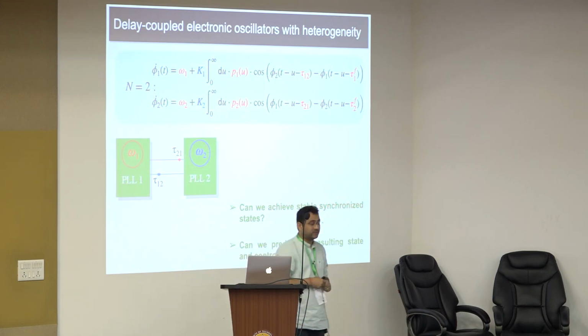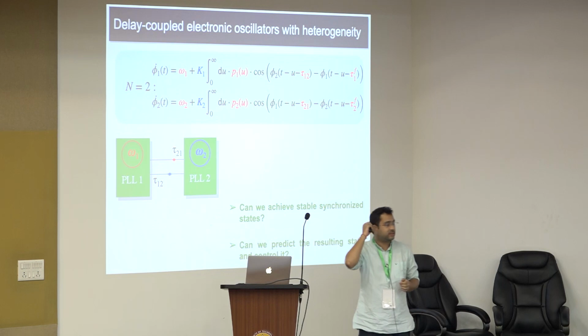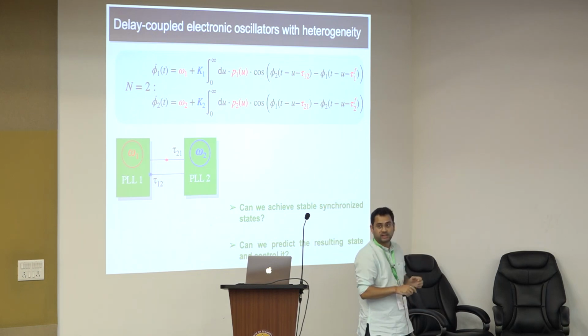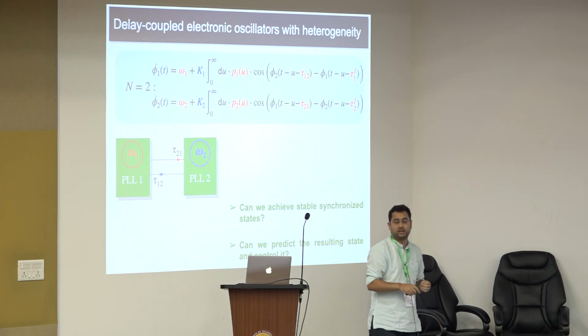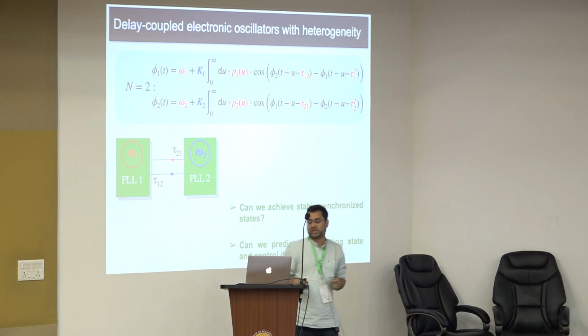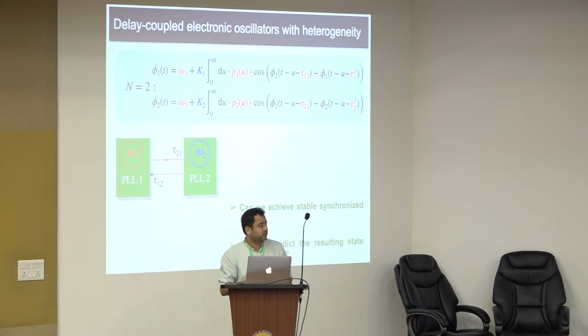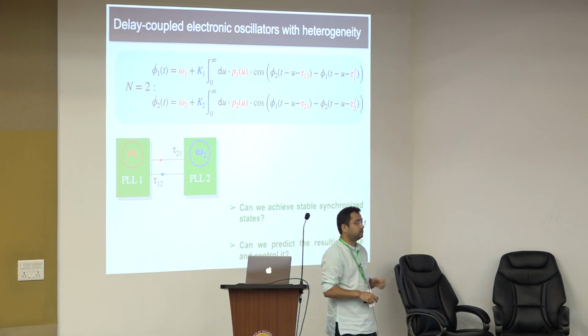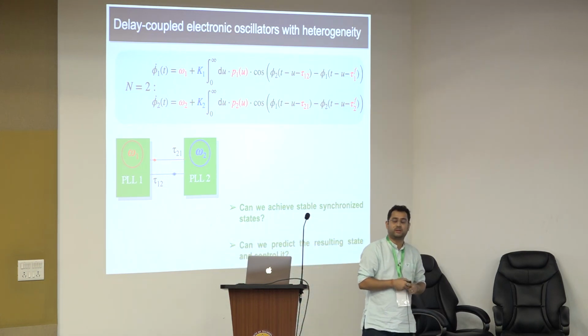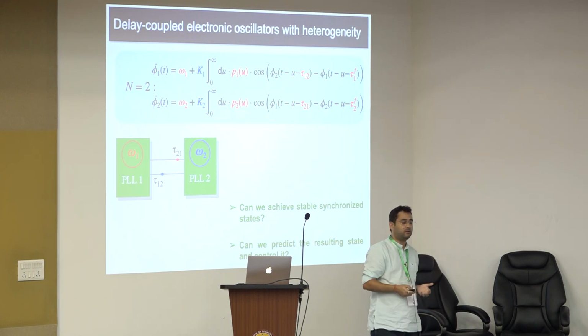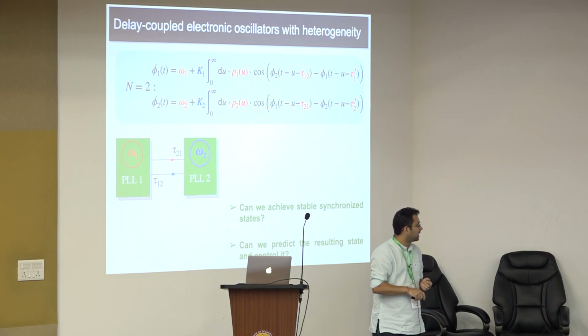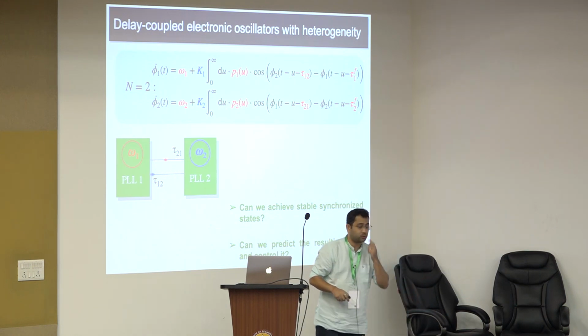To study the effects of these heterogeneous oscillators, we take two oscillators to start with, and we take different frequencies, coupling strength, filtering process, transmission delay and feedback delays. These are the parameters which can be heterogeneous, and we ask these questions. The first one is, can we achieve a stable synchronized state in this system, and if we can find such solutions, can we predict the resulting state and control it?